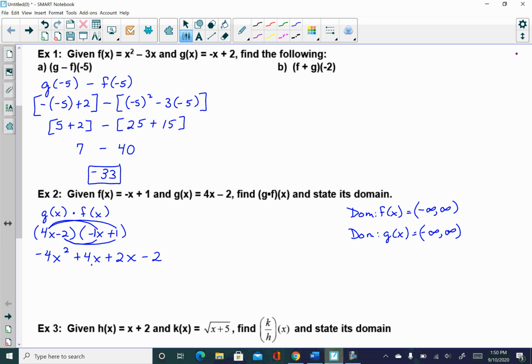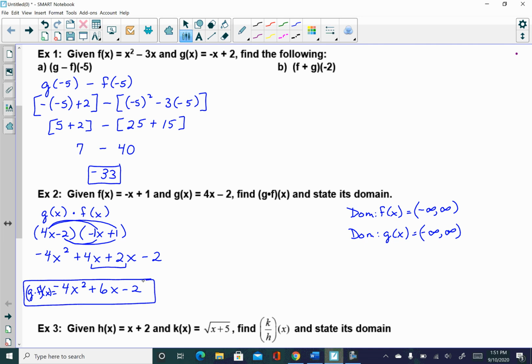One last step, combine like terms. So -4x squared plus 6x minus 2. That is g times f of x. That would be our final answer there, -4x squared plus 6x minus 2.